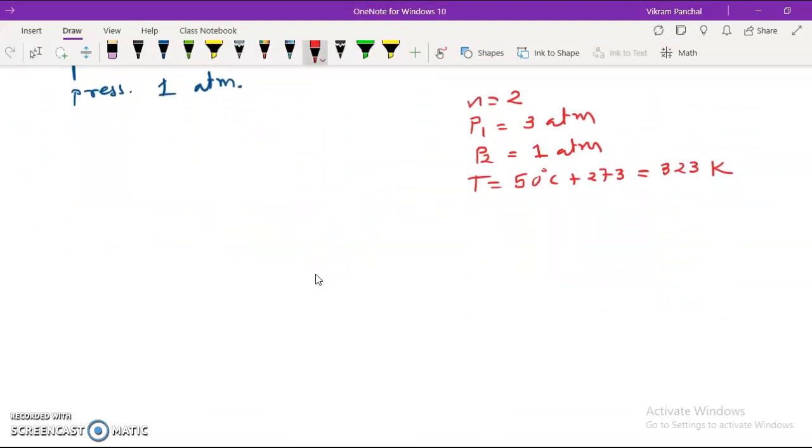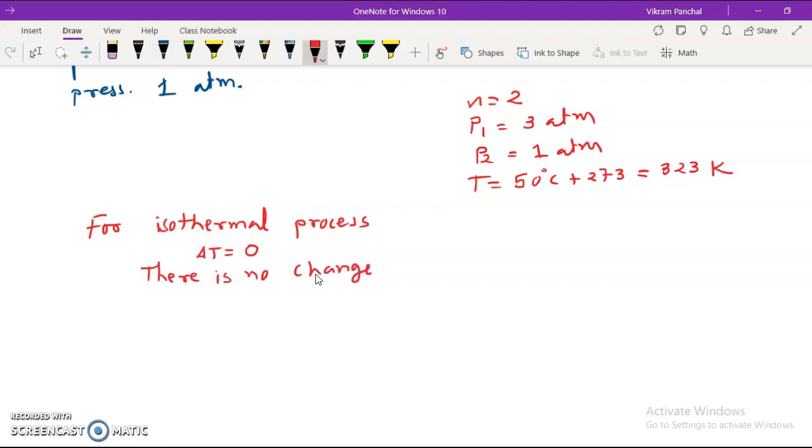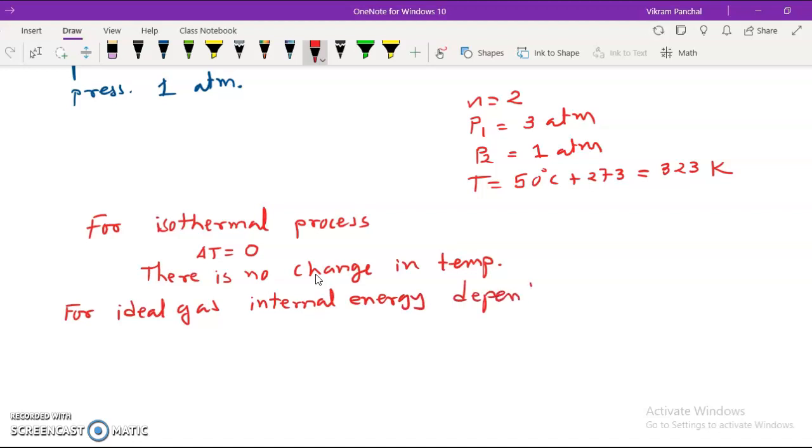The process is isothermal process. For isothermal process, delta T will be 0. That means there is no change in temperature. So absolute temperature remains constant. For an ideal gas, internal energy change depends only on its temperature change.